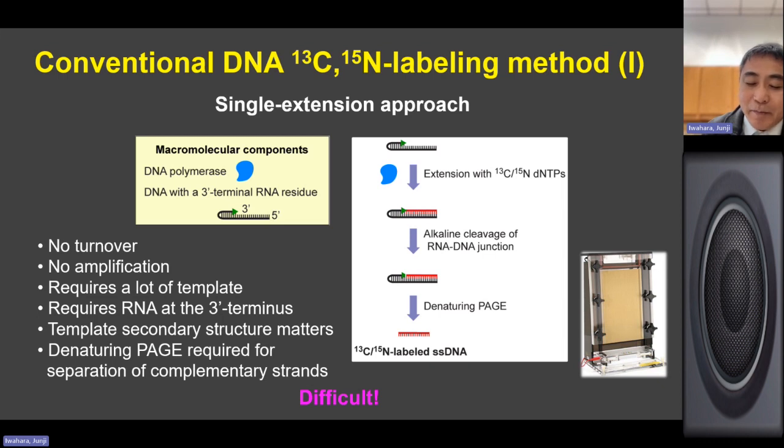Another reason for the difficulty is that sometimes the single-strand portion of the template can form secondary structure, and that can inhibit extension by the polymerase. That's another problem. So there are several problems with this approach. Basically, there is no reaction turnover, so you need to use a lot of template. And you have to use a special template containing RNA as a chimera, I mean a DNA-RNA chimera. And template secondary structure matters for this method.